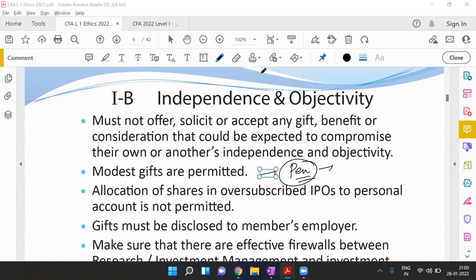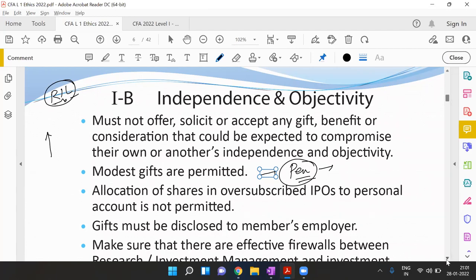That you can apply, but if it is oversubscribed and you're allocating shares in your personal account, that is not permitted. If Reliance Industries Limited is coming out with an IPO and you want to apply in your personal account, you can do that. But if the issue is getting oversubscribed and you're allocating shares in your personal account, then it is not permitted. Applying, again, this is the requirement. The recommendation will say you should avoid applying, but that does not mean you can't apply. There is no prohibition. But if the issue is oversubscribed and you allocate shares in your personal account and you're not giving a chance to your clients, then it is a violation. Is it clear now?